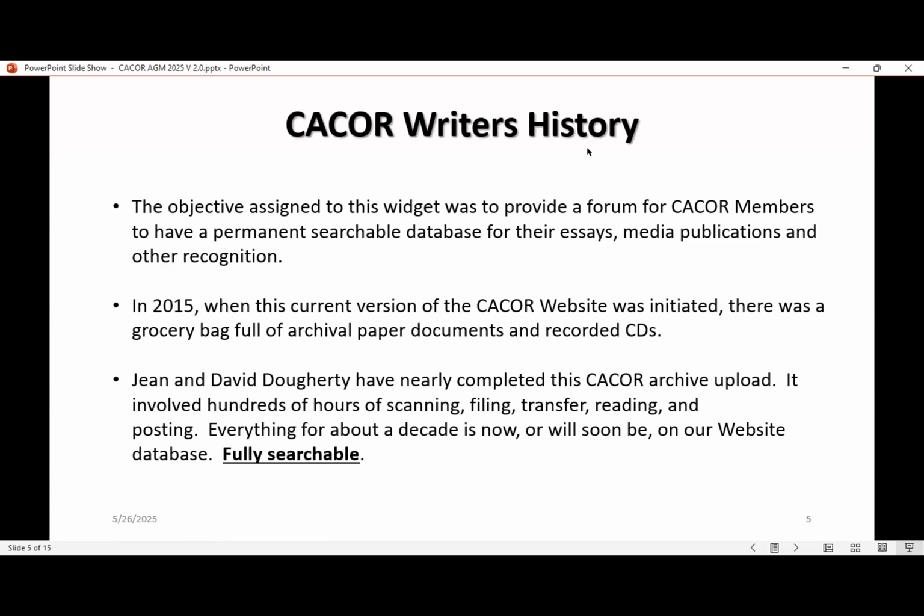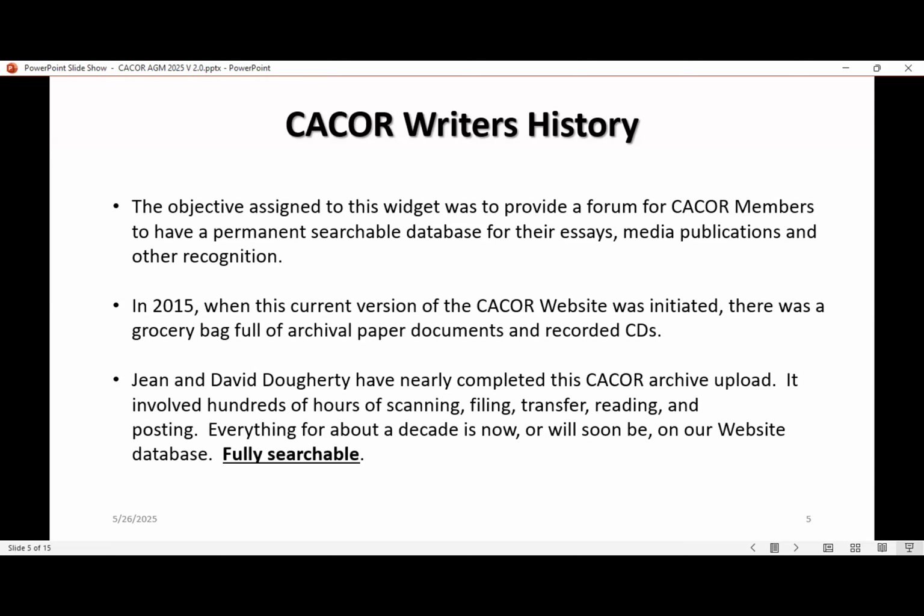Cacor Writers is a particularly interesting one. This goes back for many years, and it's a number of archival things that David and Jean have been working on, and in fact, I do know that when this current version of the website was activated in 2015, because I was quite instrumental in putting that together along with the help of others within the organization.